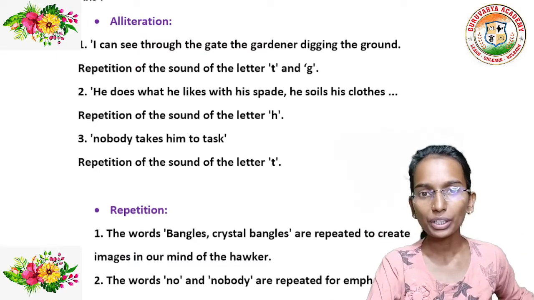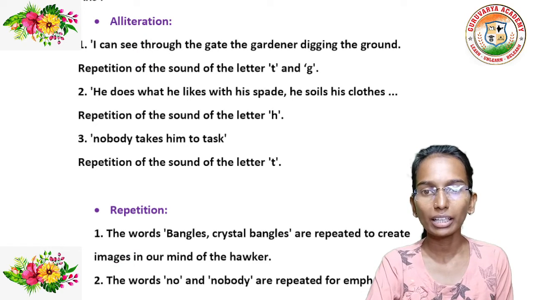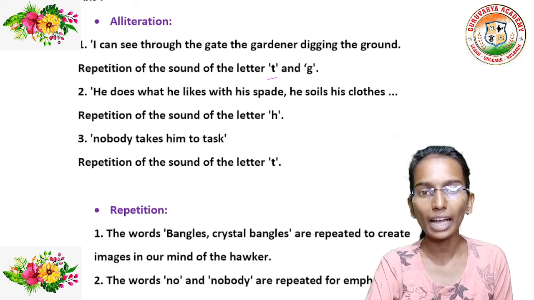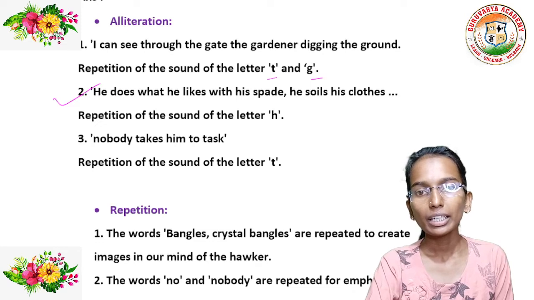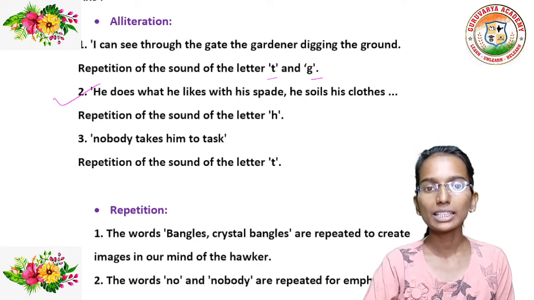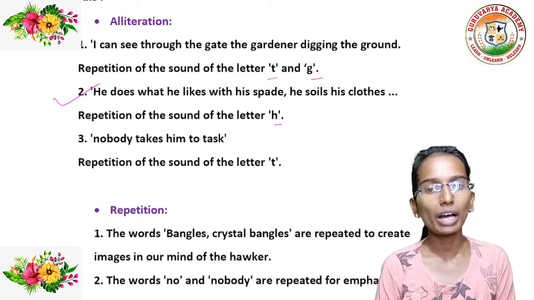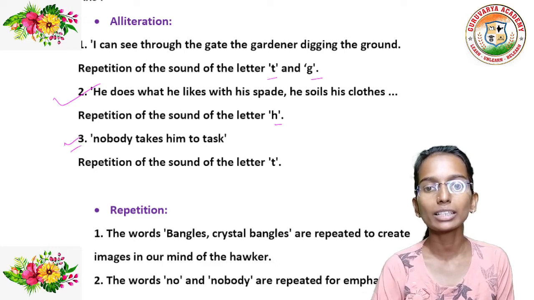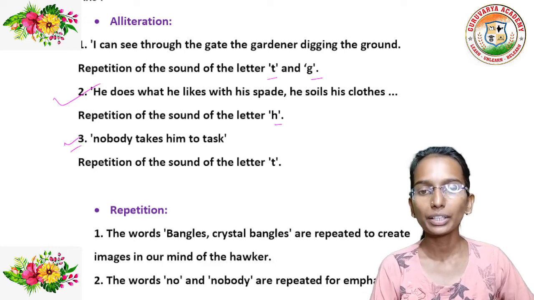I can see through the gate the gardener digging the ground. Repetition of sound T and G. Second, he does what he likes with his spade. He soils his clothes. Repetition of the sound of letter H. Afterwards, nobody takes him to task. Repetition of the sound of the letter T.